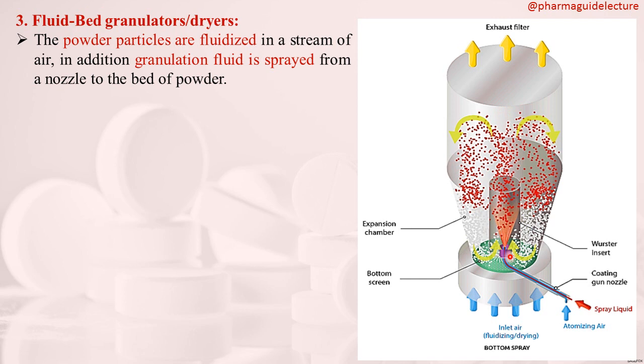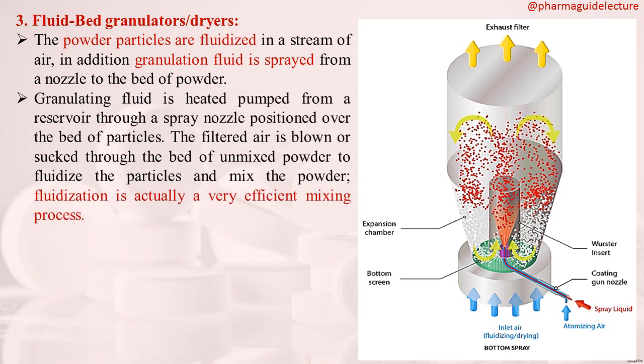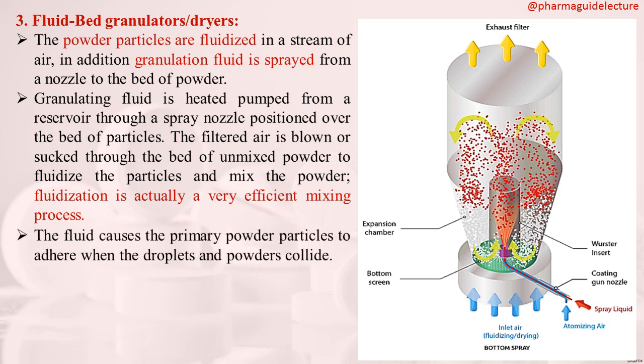This is the spray nozzle. So the granulating fluid, maintained at some temperature, will be sprayed onto the powder particles from here. This is an example of bottom spray Wurster coating. This is the Wurster coating method. The granulating fluid is heated and pumped from a reservoir through a spray nozzle positioned over the bed of the particles. The filtered air is blown or sucked through the bed of the unmixed powder to fluidize the particles and mix the particles. Fluidization is a very efficient mixing process also.